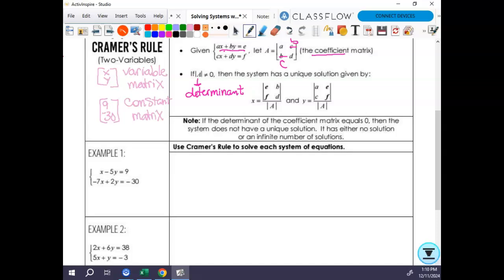Then I make a new matrix. If I'm looking for X, I leave the B and D, which went with Y, and in place of X, I put the E and F. And then I do the opposite for here. And I'll hopefully make that make more sense down here. But you're basically finding 3 determinants. 1 from the coefficient matrix and 2 from matrices that you come up with. You're not making them up. They're just built by what you have here.